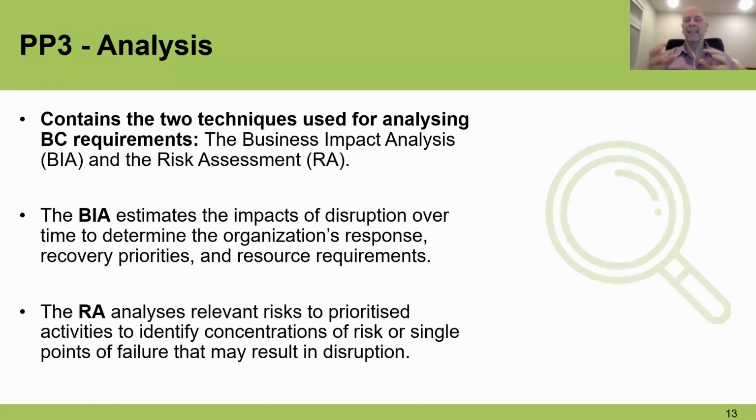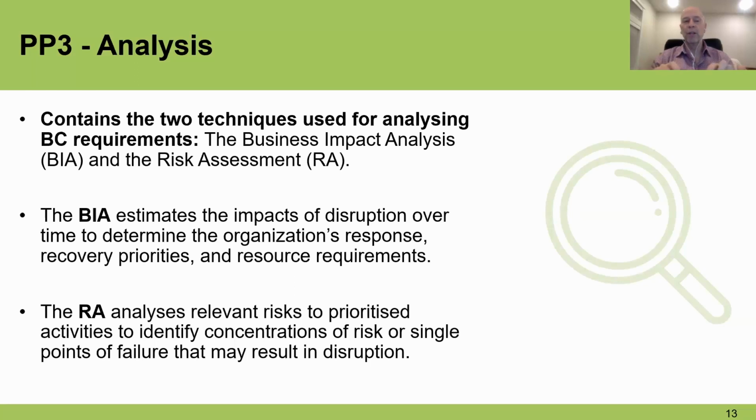PP3, very similar, I would suggest, to how it was under the old Good Practice Guidelines 2018. There are some changes. They talk about the 2 technical aspects, i.e. the BC requirements, the good old business impact analysis. That really hasn't changed. And then they talk about the risk assessment process. So the BIA obviously estimates the impacts of disruption over time to determine the organisation's response, recovery priorities, and resource requirements. The subtle difference within the BIA process is that they've now reduced that to 3 BIA processes.